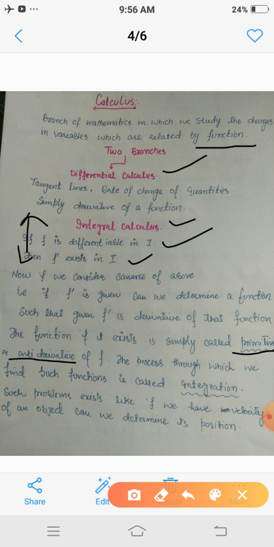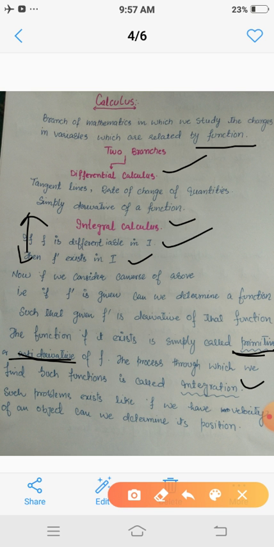So this means that in differentiation or in differential calculus, we have a function given, and we need to find its derivative. While in integration, the derivative is given, and we need to find a function such that the derivative of that function is the given function. If such a function exists, then that function is simply called the primitive, antiderivative, or simply the indefinite integral of a given function. The process through which we find such functions is simply called integration.